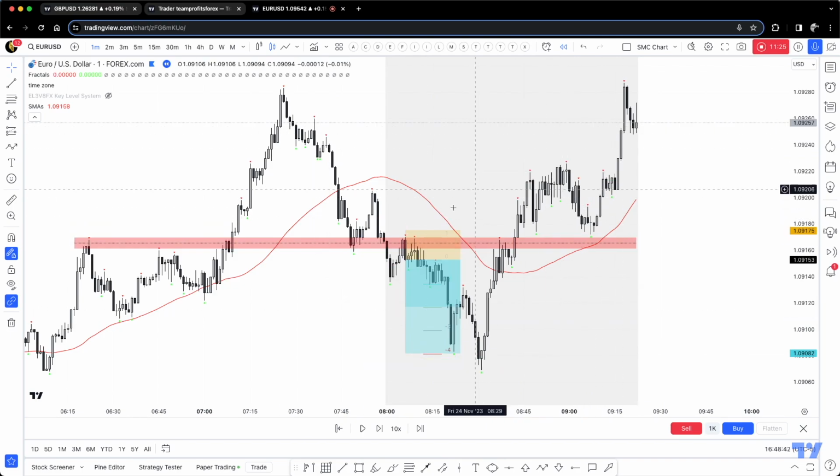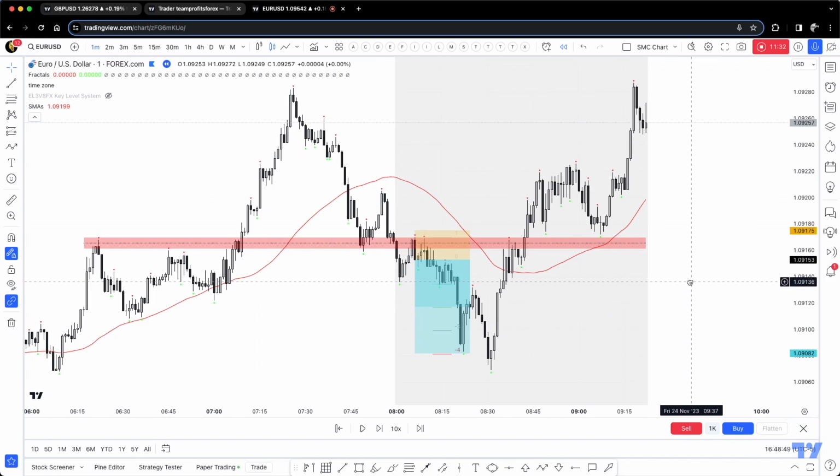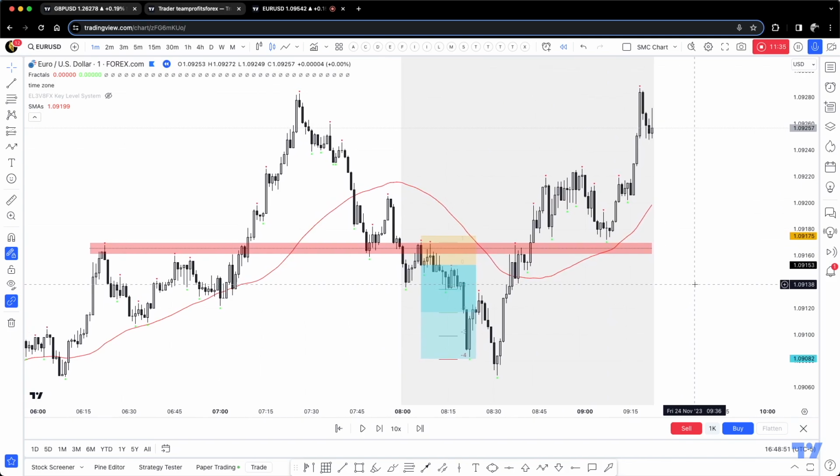has a lot more volume. You could have gotten into a sell and even a potential buy as well. So I hope it makes sense, guys.